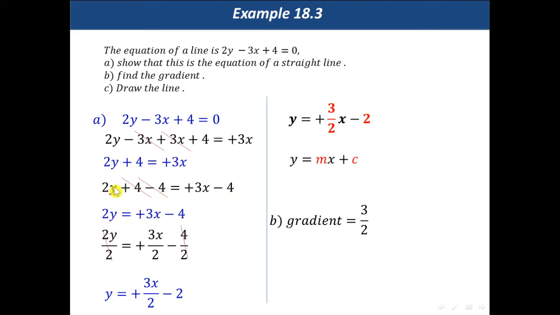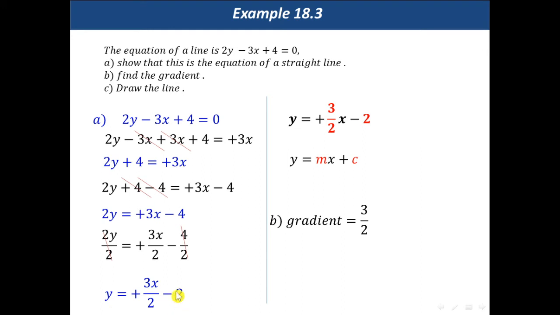And then, because I want to have y alone on one side, you know, 2 is multiplied by y. The opposite operation of multiplication is division, so I divide by 2 so that I leave y alone, and I divide this one by 2, and I divide this one by 2. Then I have something like this.